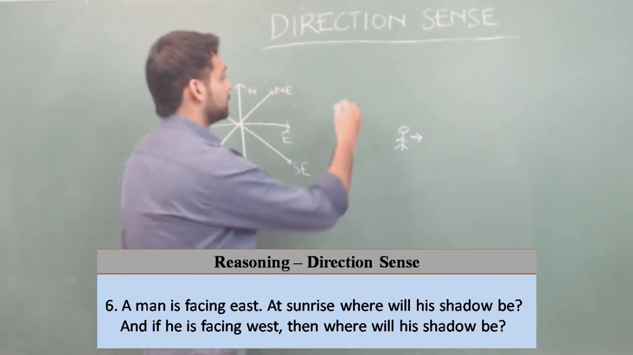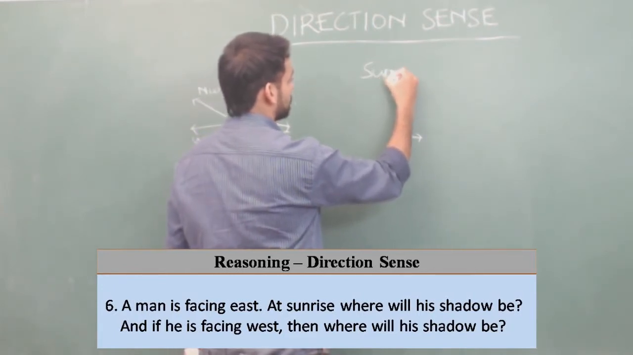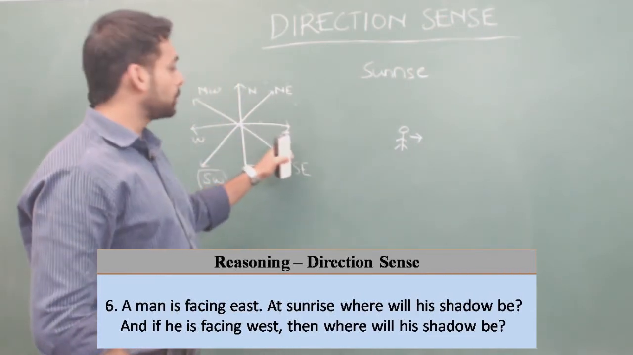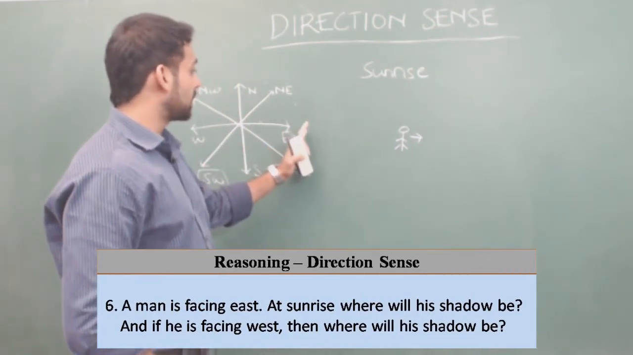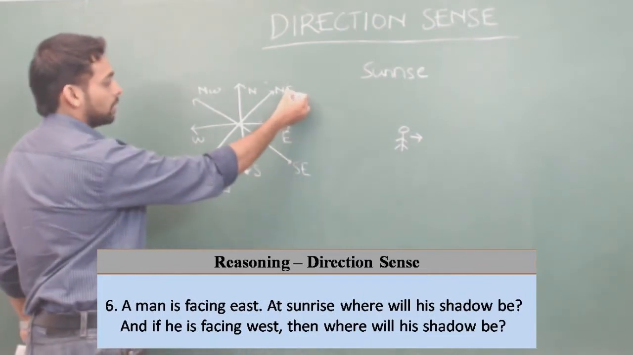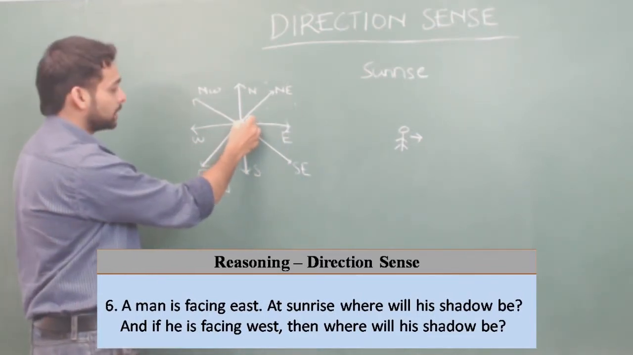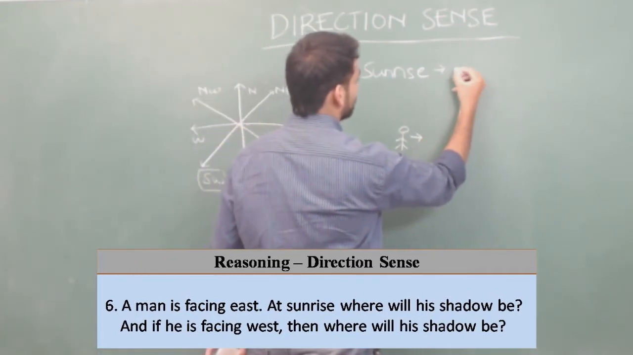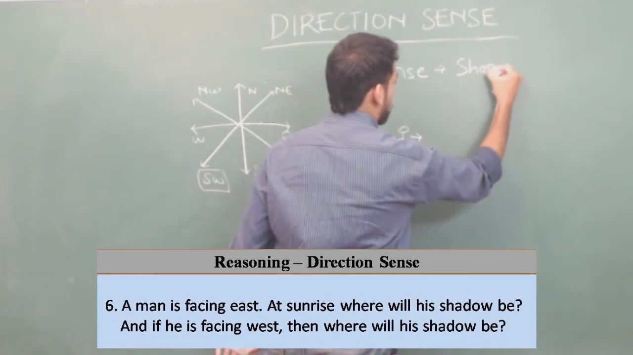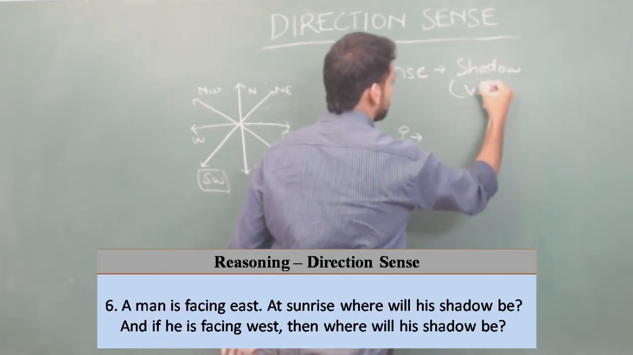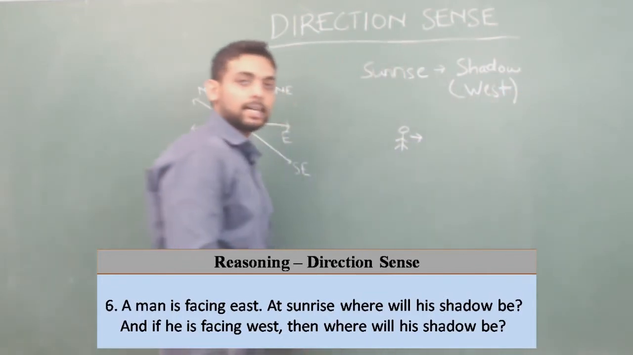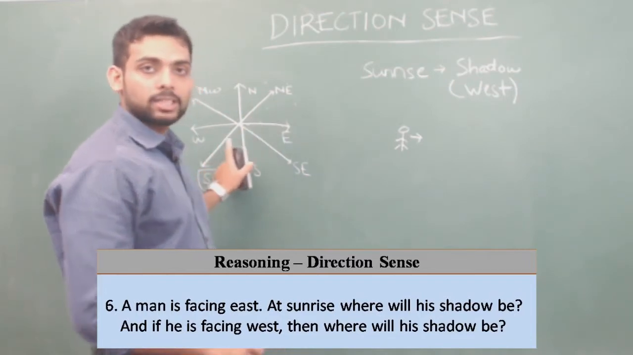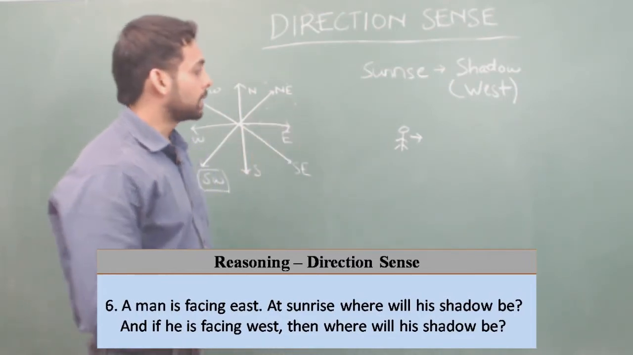So always remember sunrise. Another concept to remember, the sun rises in the east, as we all know. So when the sun comes up from here and the rays of the sun fall on a person, the shadow will be in the opposite direction. So at sunrise, the shadow is in the west, because the shadow always falls in the opposite direction from which the rays of light are coming.